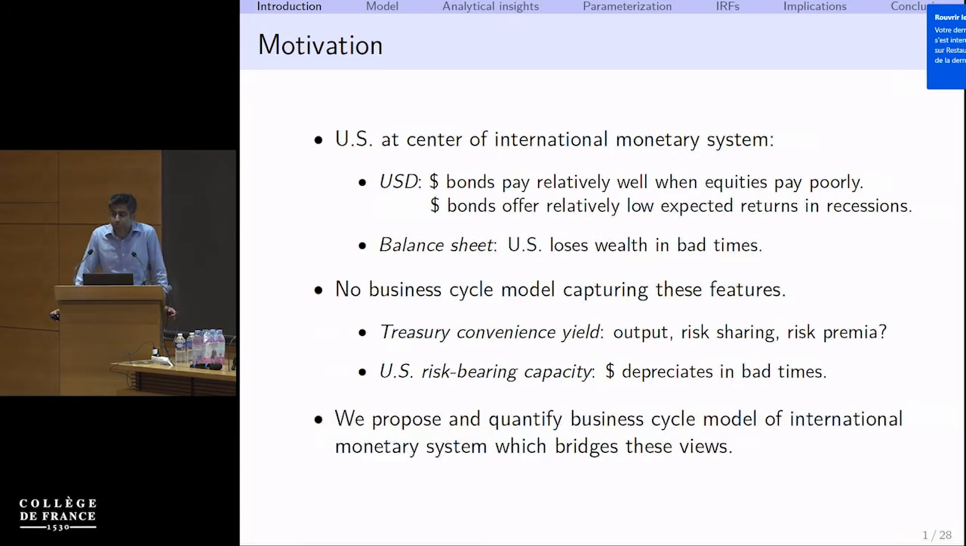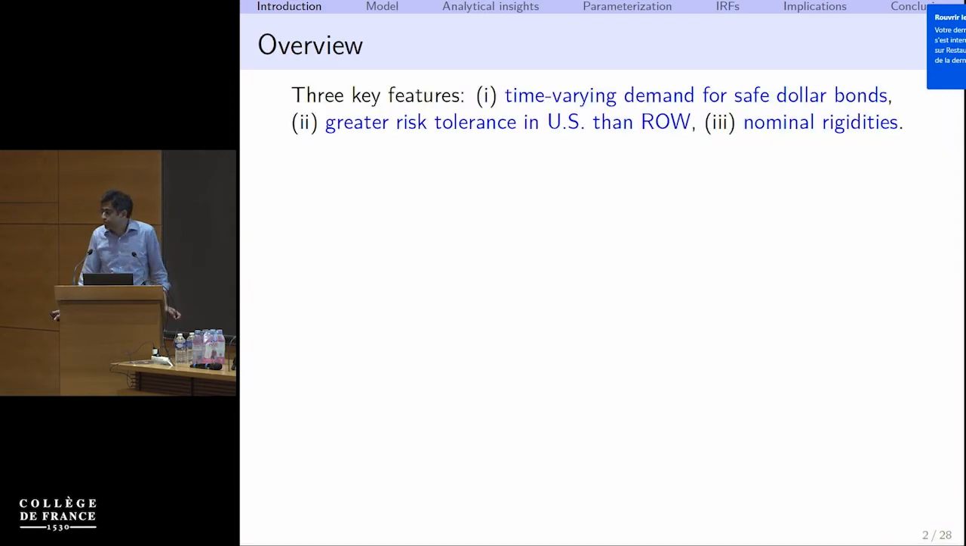So what we do in this paper is put on the table a business cycle model of the international monetary system which bridges these two views, the convenience yield view and the risk sharing view. We argue that the interaction can rationalize these patterns I talked about, and quantitatively this matters for macroeconomic fluctuations as well as stabilization policy. There are three key features of this model. The first is a time-varying demand for safe dollar bonds. I'm going to think of treasuries as my working example. The second is differences in risk-bearing capacity across countries, namely that the US has a greater effective risk tolerance than the rest of the world. And the third is nominal rigidities. As I said, the aspiration of the paper is to embed these frictions, which in isolation have been studied in various contexts by various people, in a modern open economy New Keynesian model.